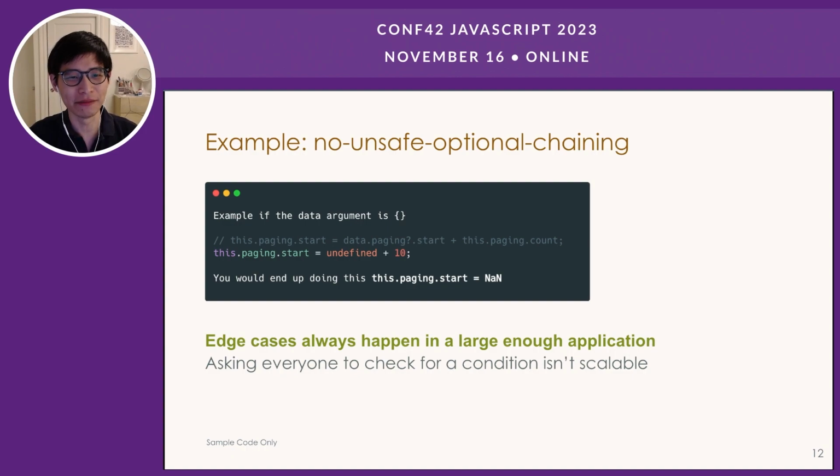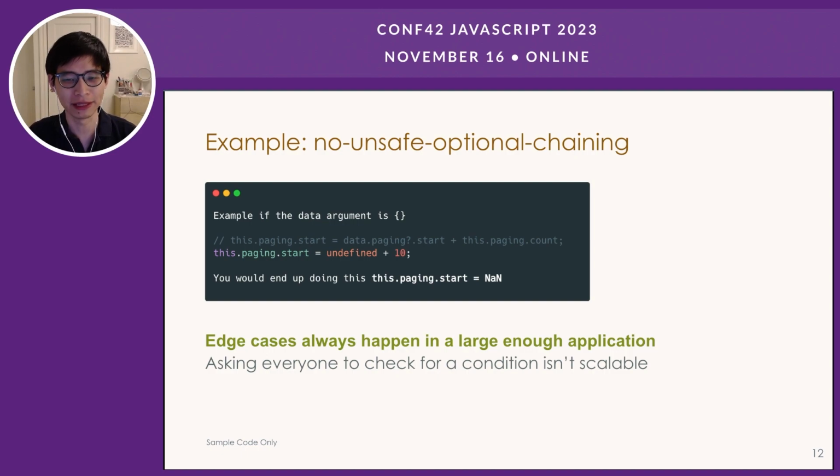Like, unfortunately, in this case, if your argument is an empty object, you would come back with an undefined plus 10, which equals NaN, and then that kind of just blows up your code. And edge cases like this are a very easy mistake to make if you don't have TypeScript in your code.